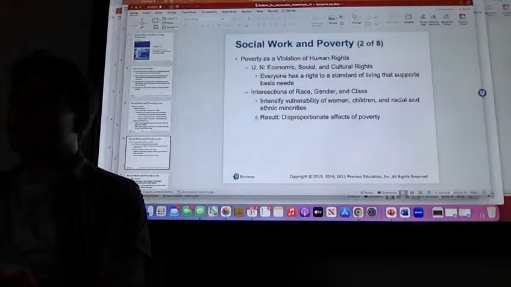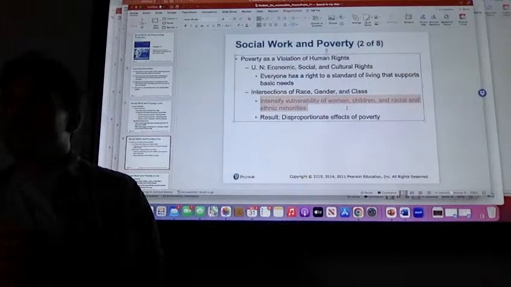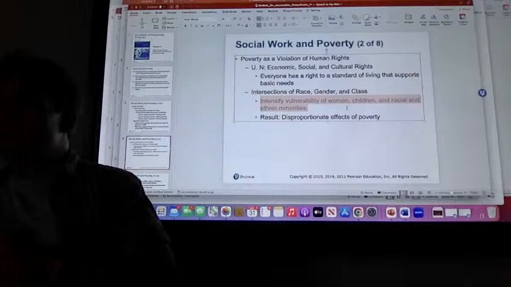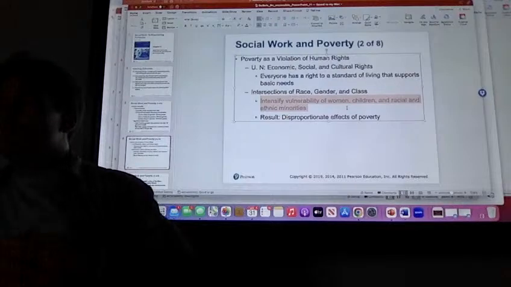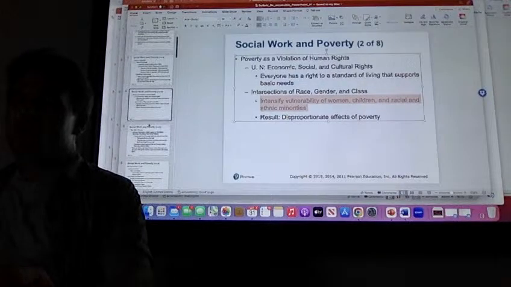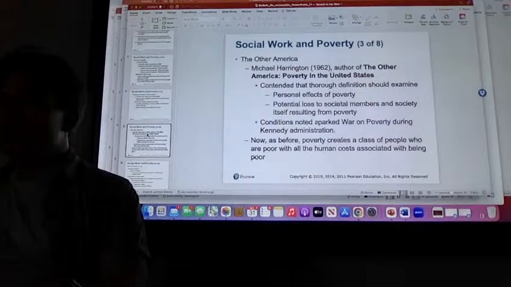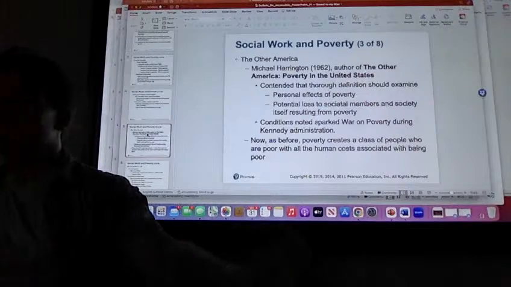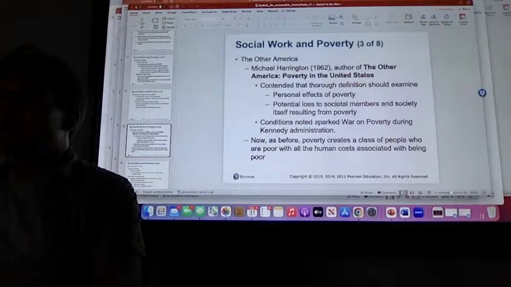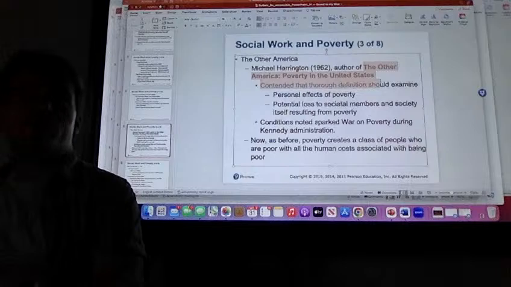So globally, we also see intersections of race, gender, and class, vulnerability of women, children, and then ethnic minorities. There's disproportionate effects of poverty. So The Other America, that's a book written by Michael Harrington in 1962. The author was writing on The Other America, Poverty in the United States.